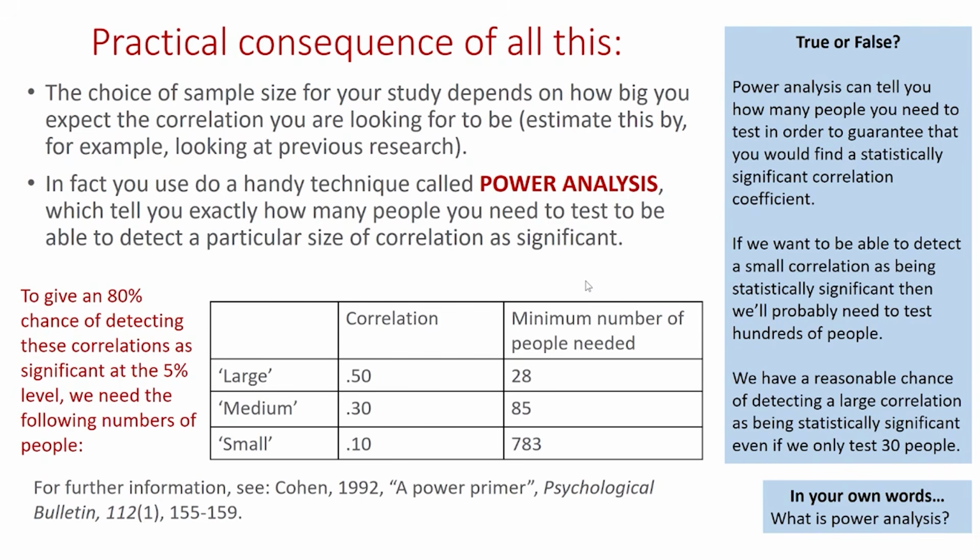So, true or false? Power analysis can tell you how many people you need to test in order to guarantee that you would find a statistically significant correlation coefficient. So that's false because of the word guarantee. Power analysis doesn't guarantee you'll get a statistically significant correlation because we're just dealing with probabilities here. It just tells you what your chances of getting a statistically significant correlation are. So there are no guarantees in statistics.